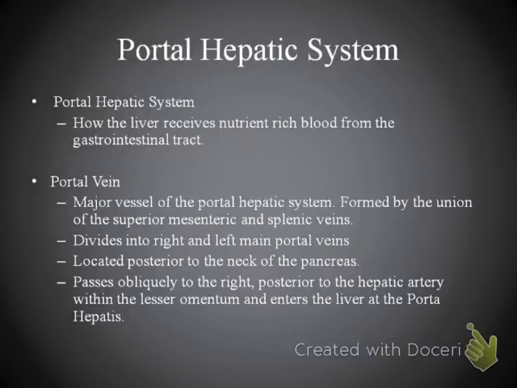Another thing we have to keep in mind about the liver is the portal hepatic system. The portal hepatic system is how the liver receives nutrient-rich blood from the gastrointestinal tract. The portal vein is the major vessel of the portal hepatic system. It's formed by the union of the superior mesenteric and splenic veins, divides into right and left main portal veins, and is located posterior to the neck of the pancreas. It passes obliquely to the right posterior to the hepatic artery within the lesser omentum and enters the liver at the porta hepatis.